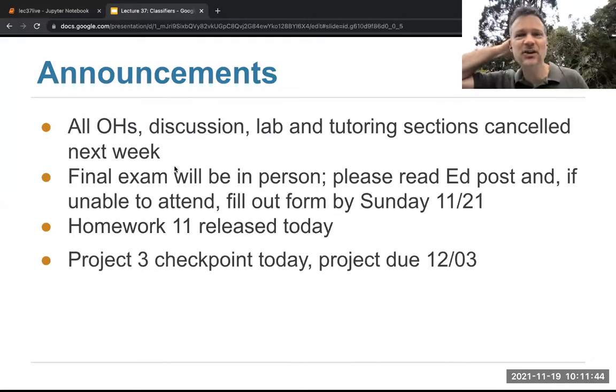We'll have our last homework coming up, released today, due the last week of classes. Don't forget your Project 3 checkpoint is due today. If you haven't already submitted, please finish up to the checkpoint and submit today. And then the final project will be due the last week of classes.